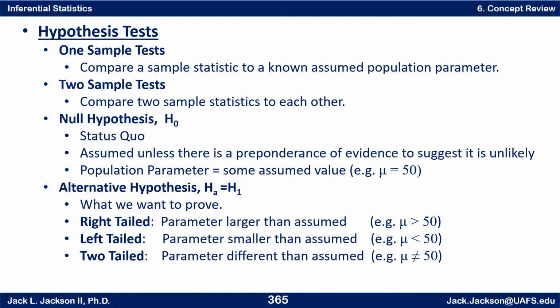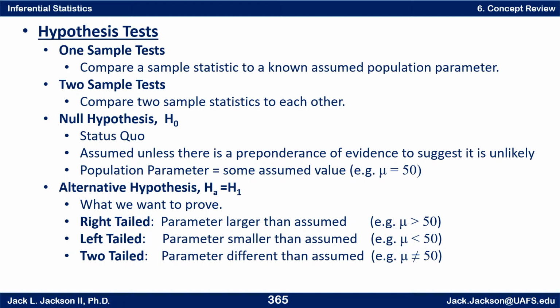Population parameter equals some assumed value as part of that null hypothesis. For example, mu equals 50. But in reality, it's a little more than that. It's assuming that we know some particular distribution of sample statistics, like the distribution of X bar values.